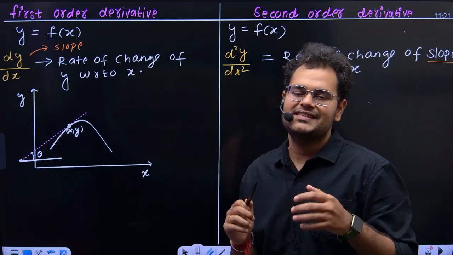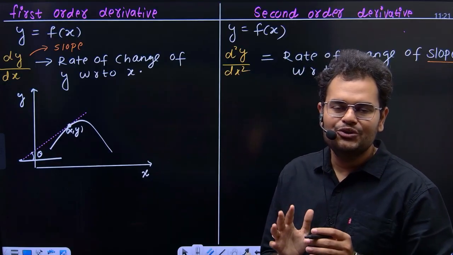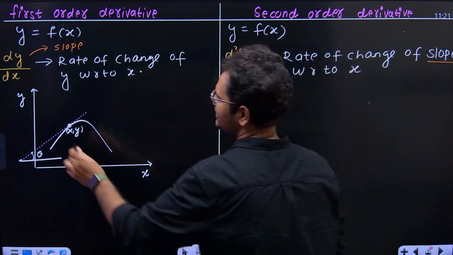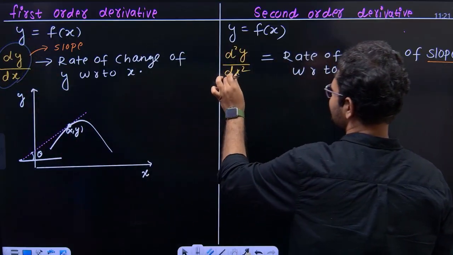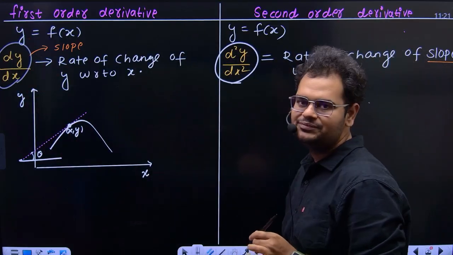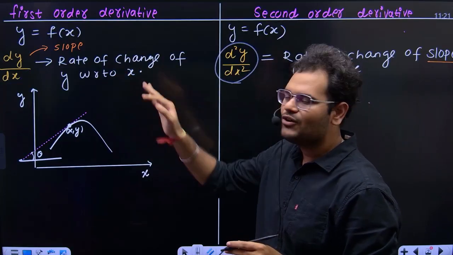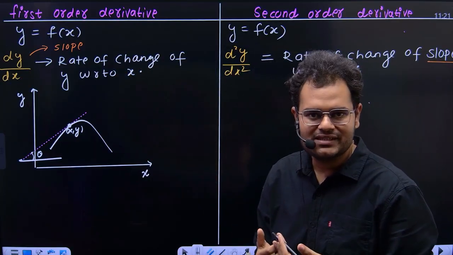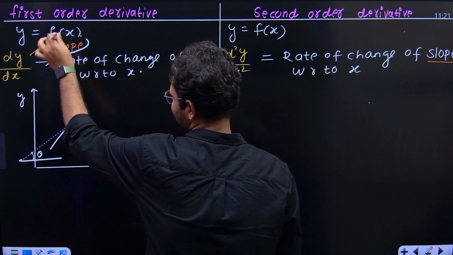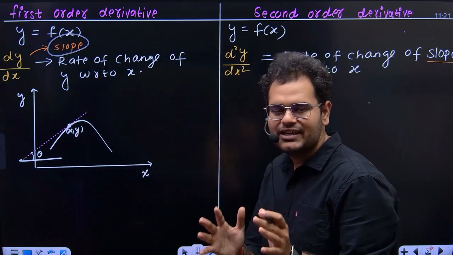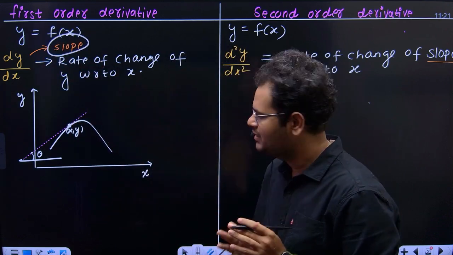Before starting maxima and minima, I want you to understand what is dy by dx and what is d2y by dx2. So dy by dx, as you know, is rate of change of y with respect to x, or we also call it as slope. So let us try to understand this geometrically first.